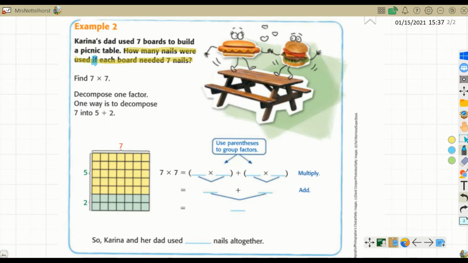Okay, so now I know I need to know how many nails he used altogether. So we're going to find 7 times 7. 7 groups of 7, 7 boards of 7 nails. And I'm going to decompose one factor. One way is to decompose 7 into 5 plus 2. Now, you can do either factor. So this time they decided to do the rows of factor.